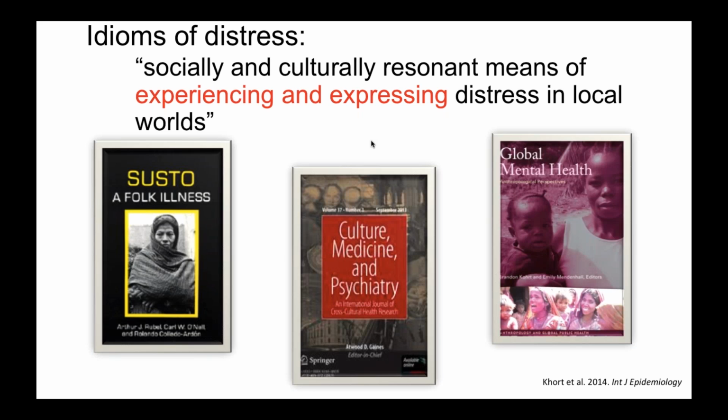So one of the things that they did in this project was use this concept of idioms of distress, that is, the ways in which people talk about distress. Do not use words like depression or anxiety. In fact, a famous ethnomedical study by Art Rubel has to do with susto, or magical fright, which has a lot of symptoms in common with depression or PTSD, but it's a different phenomenon. Next slide.